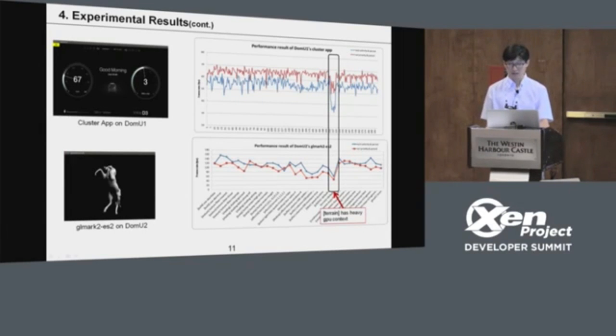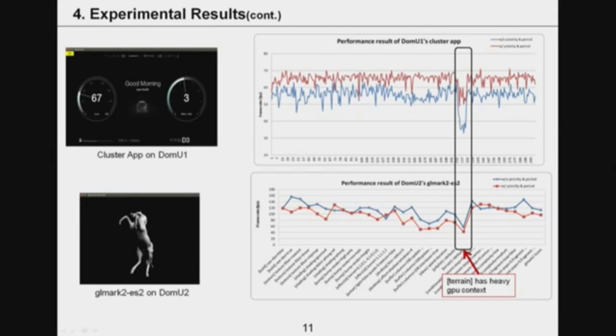In this slide, let's look at the result when I run a Qt cluster application on DOM-1 and the GL-Mark2 ES2 benchmark on DOM-2 at the same time. The blue line of the 2 graphs shows the result when the cluster application and GL-Mark2 ES2 run without priority and period. The red line of the 2 graphs shows the result with priority and period.